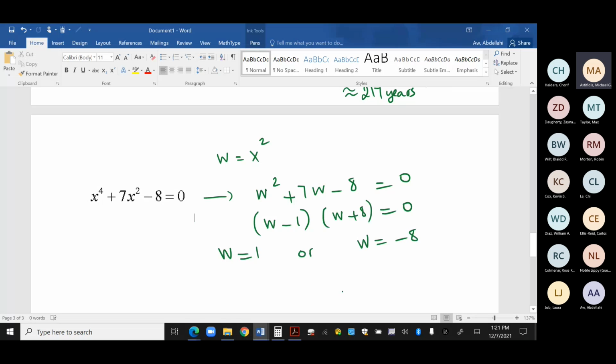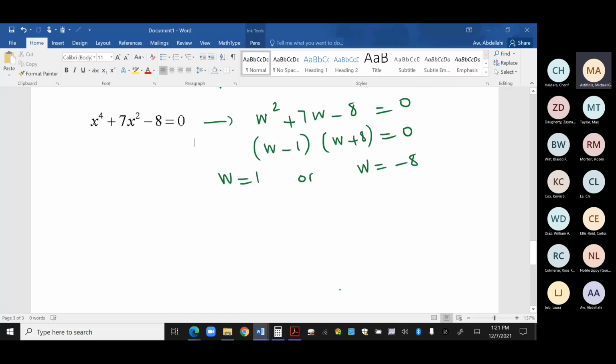So are we done solving? Are we done solving this? No. We're not. W is what? x squared. So x squared equal 1 or x squared equal negative 8. So we get x equal to plus or minus 1 or x equal to plus or minus i square root of 8.